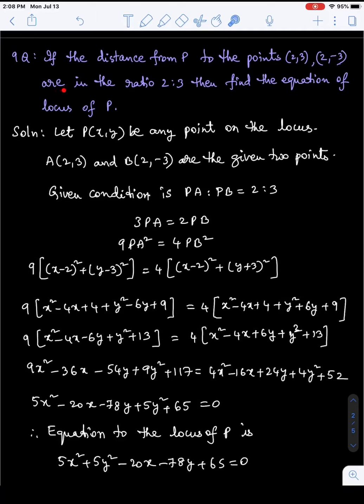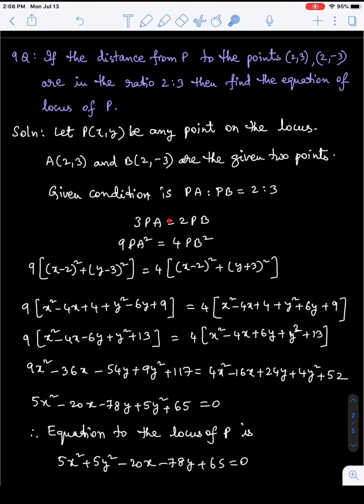Next, the condition. What is the condition given here? The distance from P to those points is in the ratio 2:3. That is, the given condition is from P to A, that is PA, from P to B, that is PB. PA is to PB is equal to 2 is to 3 here. In 8th class, you have learnt ratios. In that chapter, we have discussed that the product of extremes is equal to the product of means. So PA into 3 is equal to PB into 2.